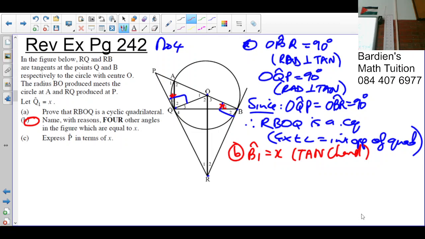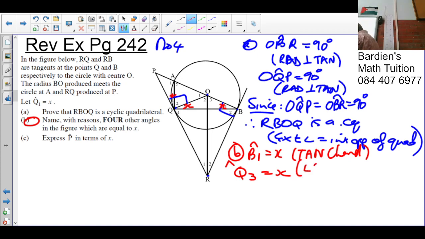So you put an x there. Then we said, which other angle is equal to x now? Q3. Why? Oh, Q3, I'm looking here. Sorry, Q3, you are absolutely correct. So Q3 is equal to x.